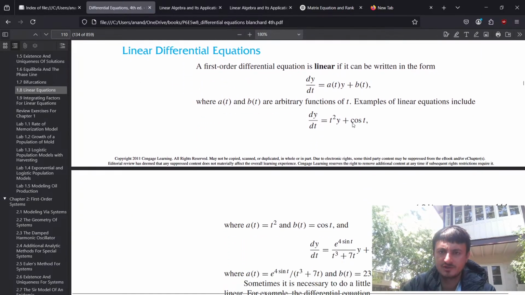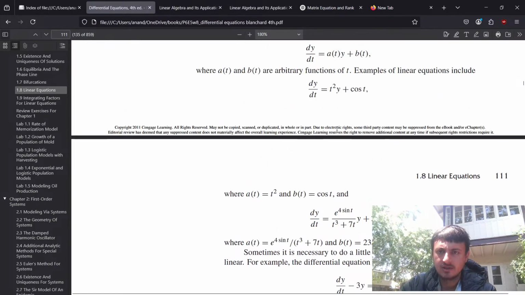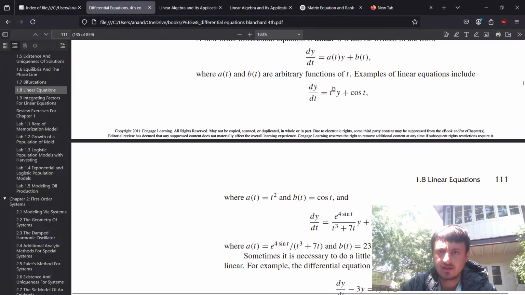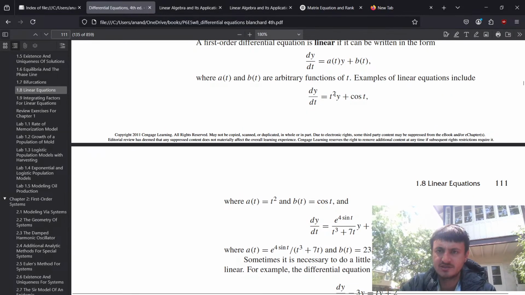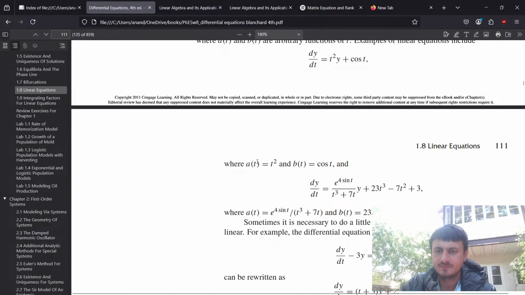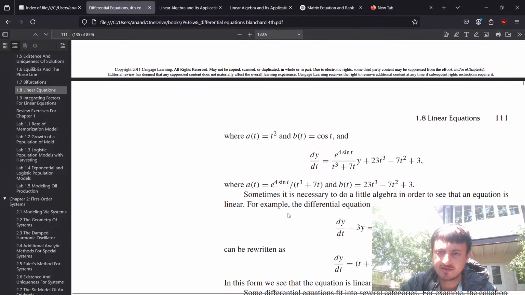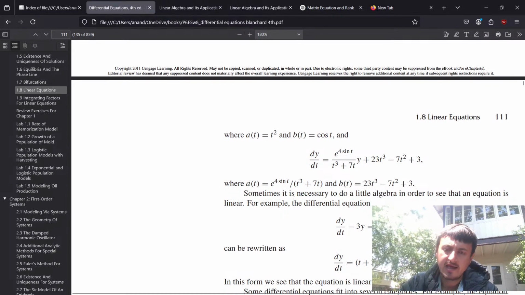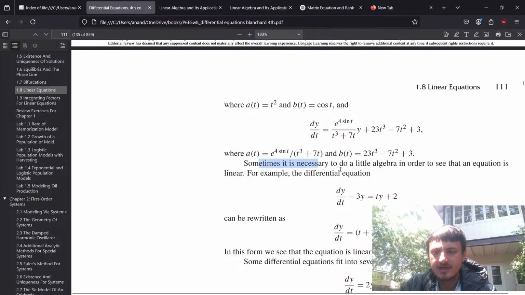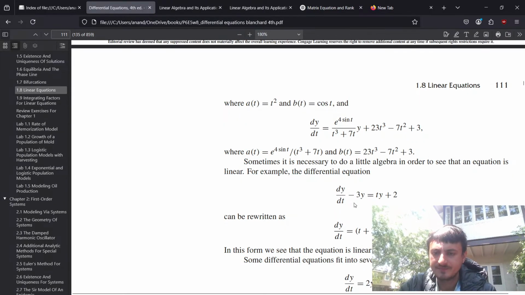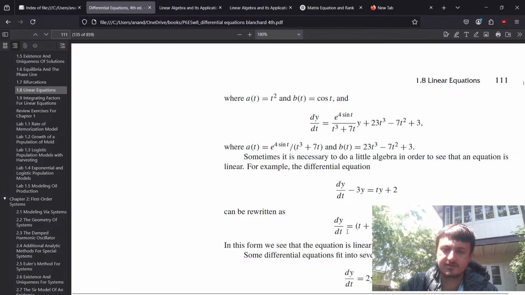Here's a couple examples: dy/dt = t squared y plus cos t. A of t is t squared, b of t is cos t. Here's an example of one that's more complicated, but it's the same stuff: a of t times y plus b of t. It's very similar to y equals mx plus b. Sometimes it's necessary to factor, so here we can find that even though this one doesn't look linear, it actually turns out to be linear.